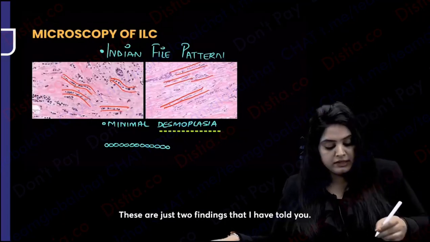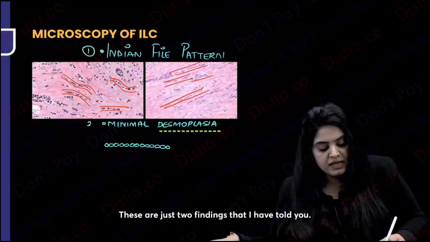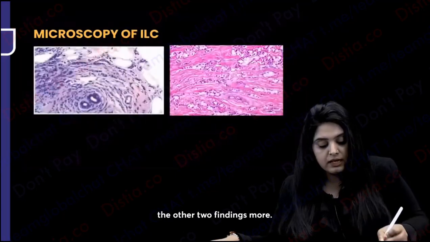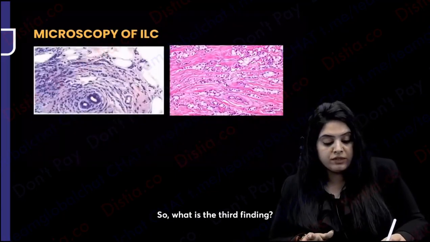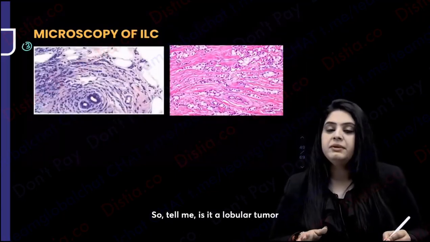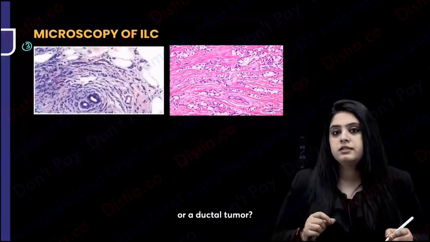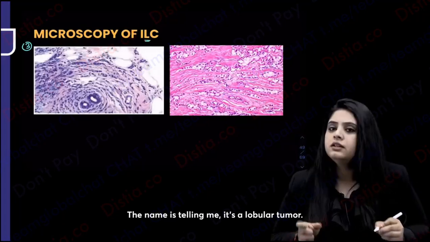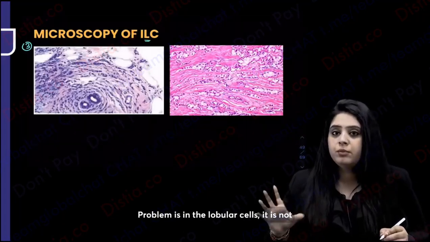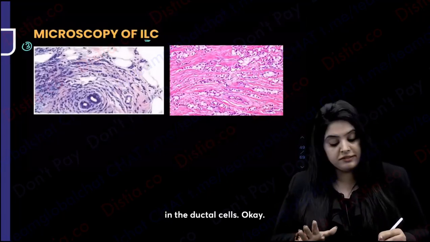But that's not the only thing. These are just two findings that I've told you. Other than that, you have to know the other two findings more. So what is the third finding? So tell me, is it a lobular tumor or a ductal tumor? The name is telling me it's a lobular tumor. Problem is in the lobular cells. It is not in the ductal cells.